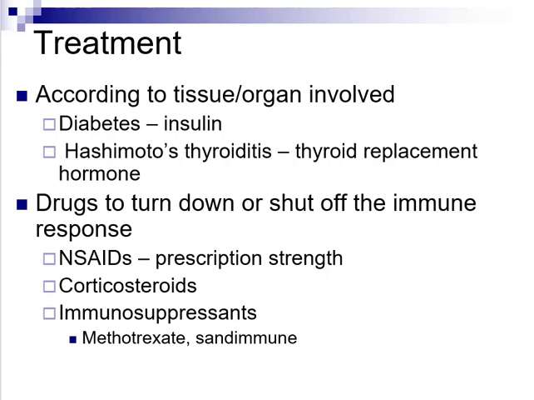They'll use NSAIDs, that's non-steroidal anti-inflammatory drugs such as ibuprofen at a prescription strength level, and that helps to decrease inflammation. They will also use steroidal anti-inflammatory drugs such as corticosteroids. Corticosteroids in large enough doses help to also turn down the immune response. And then immunosuppressants such as methotrexate and Sandimmune. Interestingly enough, Sandimmune is one of the 3 drug categories that cause the oral side effect of gingival hyperplasia. So you'll have to know that for sure.